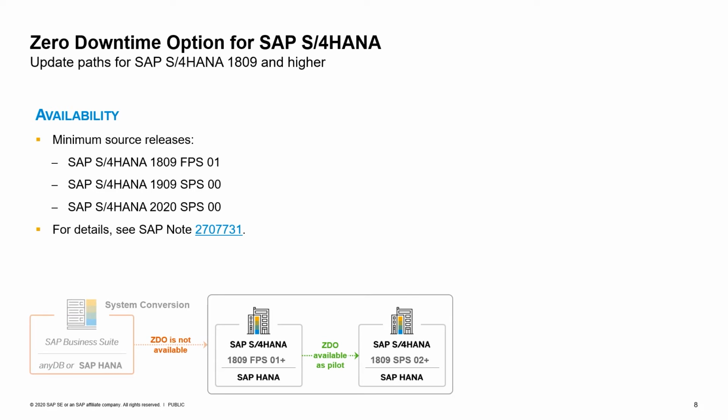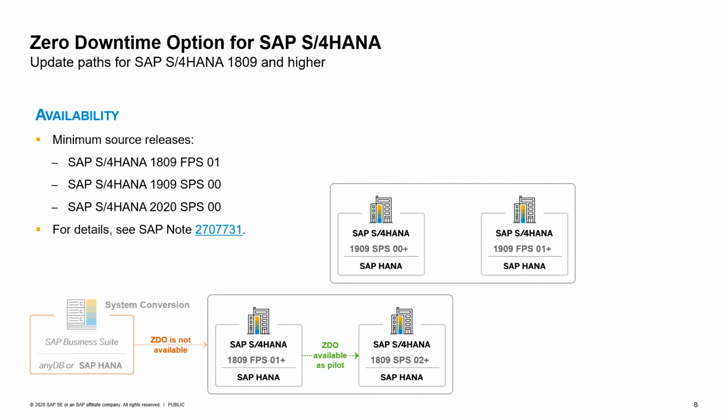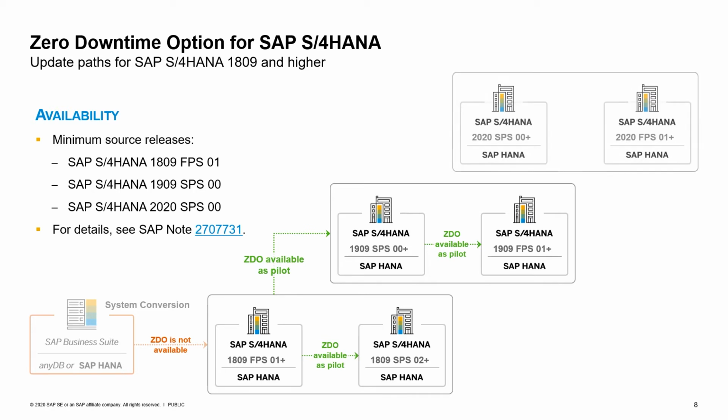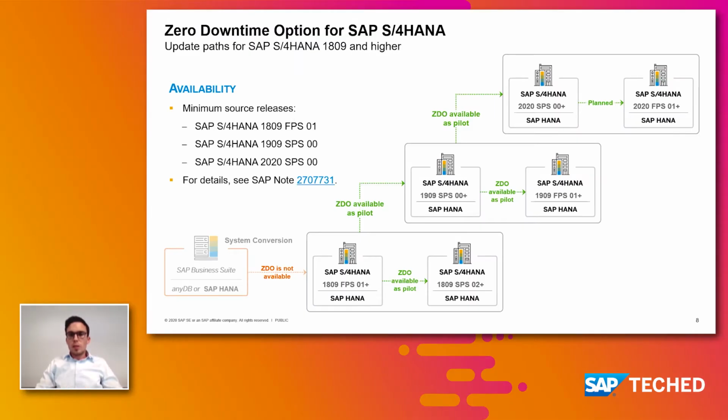And keep in mind, the system conversion is not just an upgrade, right? It is a change of the product. We're going to change from Business Suite to SAP S/4HANA. For this, we do not offer a zero downtime option. For all upgrade paths, including support packs and feature packs from 1809 to 1909, and then later also to 2020, we offer the zero downtime option. All the paths are available in the main SAP note that is listed here again. There's an attachment where you can find the latest information on the availability of the paths.